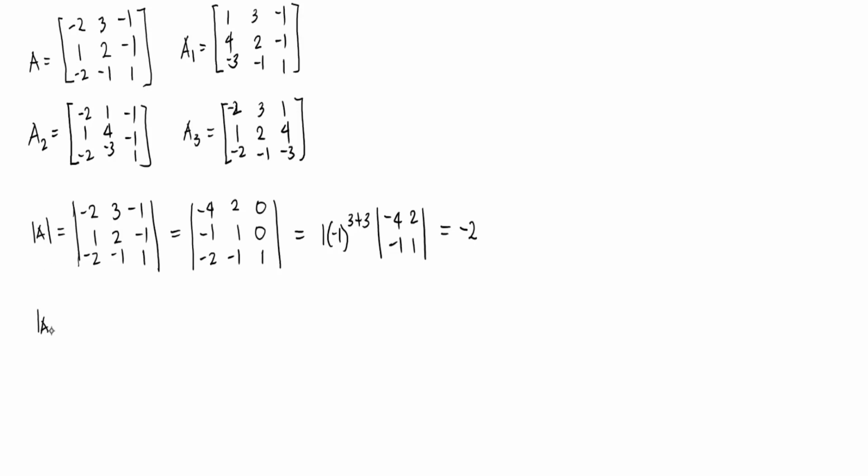Next, our determinant for A sub 1. We have 1, 3, negative 1, 4, 2, negative 1. We apply again elementary row operations to get zeros here. We do the same: we will add row 2 and row 3, and then next row 1 and row 3.